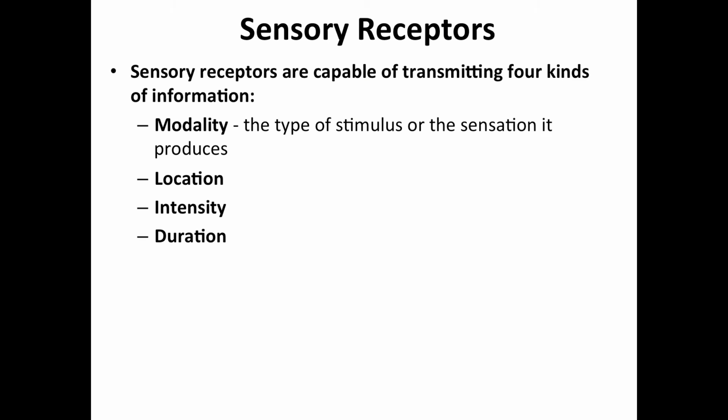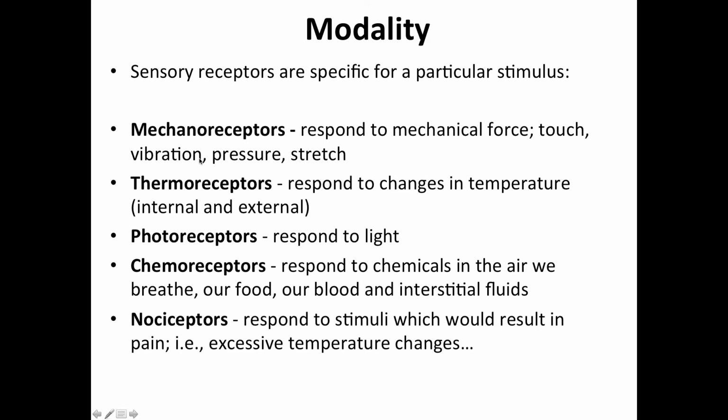And so we tend to classify sensory receptors on the four kinds of information that they can actually convey. The first is what's called modality. Modality is the type of stimulus or sensation that a sensory receptor is associated with. We also know they're capable of dictating location, intensity, as well as duration. So we'll begin by discussing the different modalities of sensory receptors.